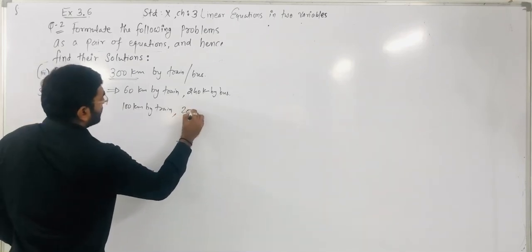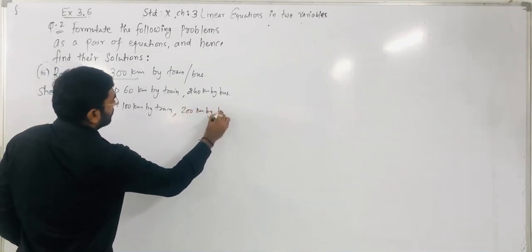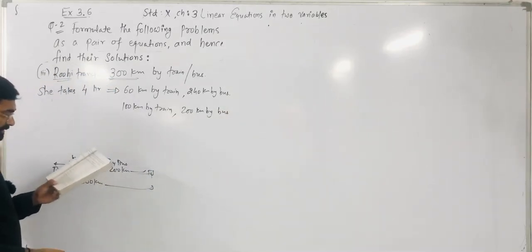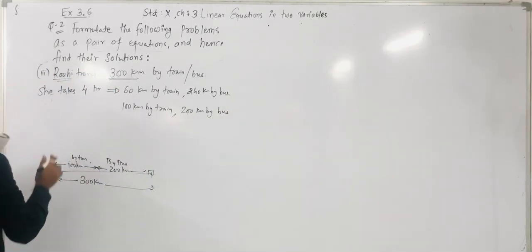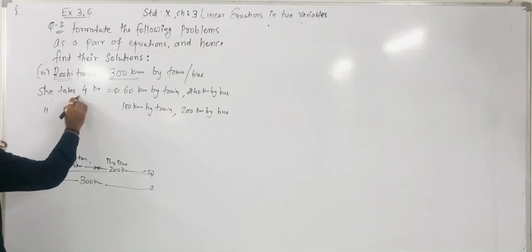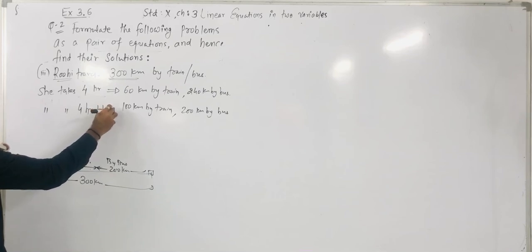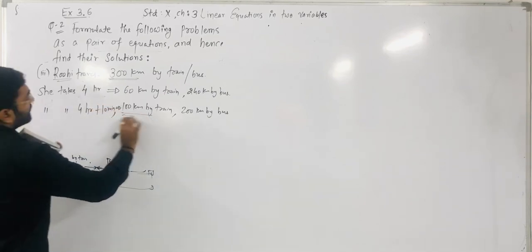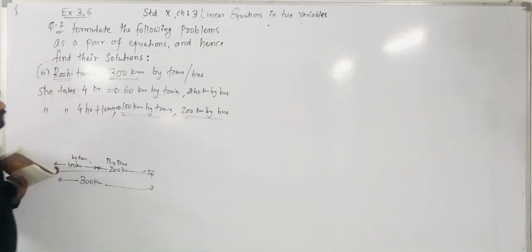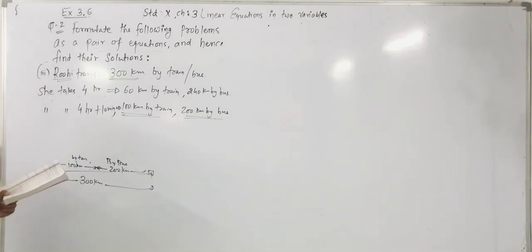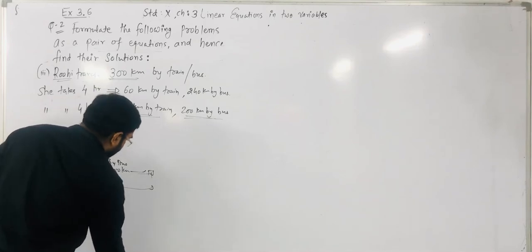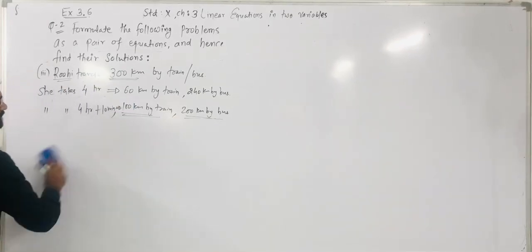So they say 200 kilometer by bus, and for that she takes 10 minutes longer. Before that she took 4 hours. It means 4 hours plus 10 minutes she required for traveling 100 kilometer by train and 200 kilometer by bus. So find out the speed of the train and the speed of the bus separately. So these two questions are given.